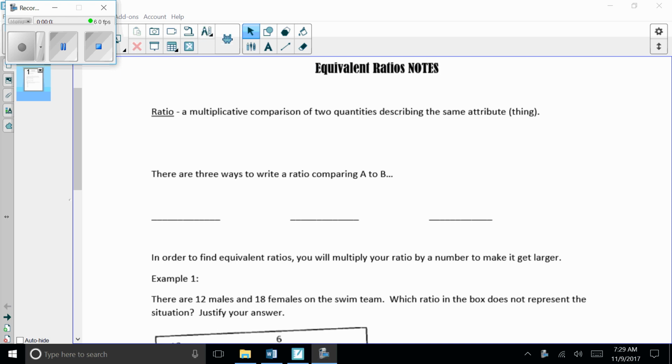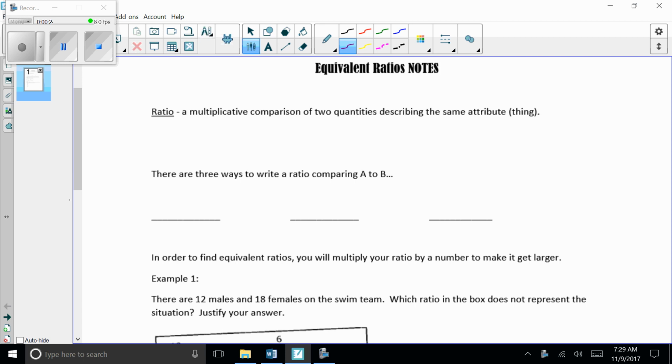Today you guys are going to be doing notes over equivalent ratios. So you guys know what a ratio is because we've talked about this before. A ratio is a multiplicative comparison of two quantities describing the same attribute or the same thing. So we're going to be talking about the same thing and comparing them in the form of a ratio.